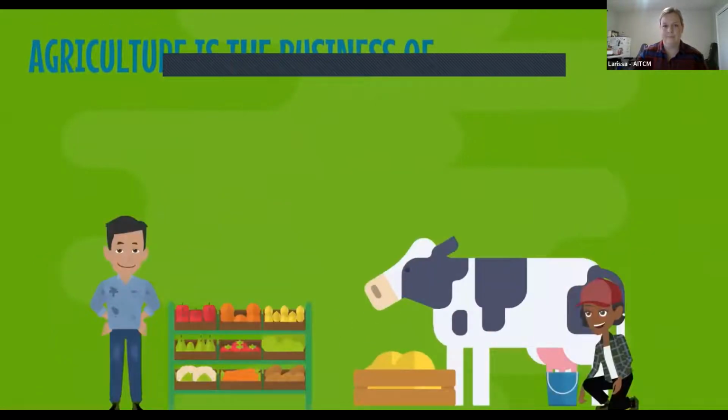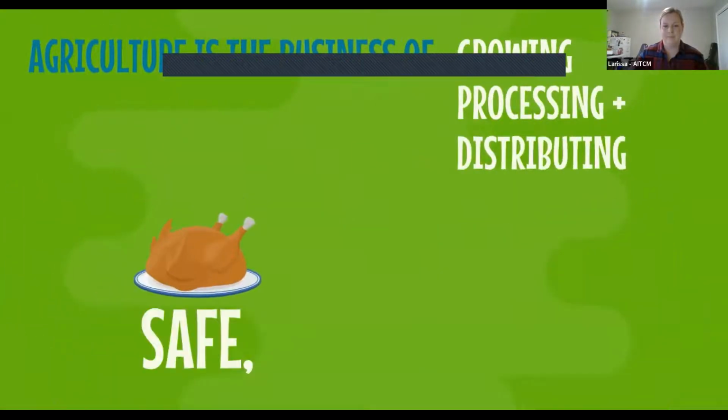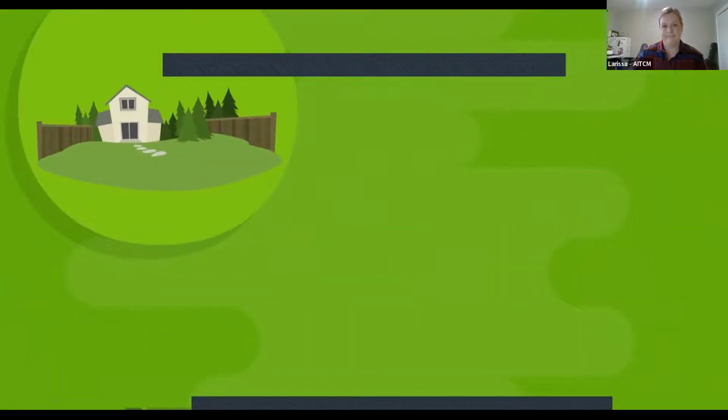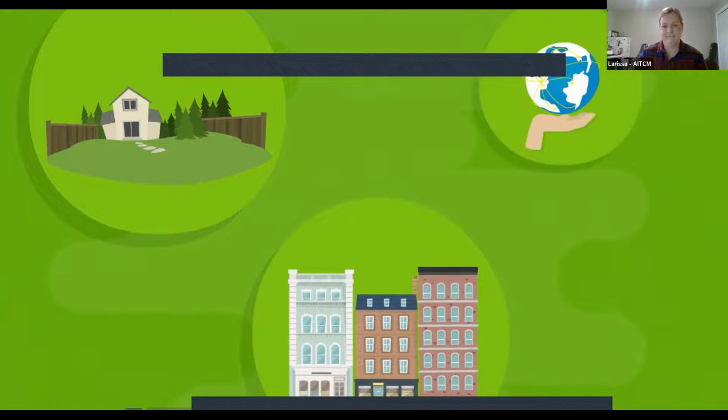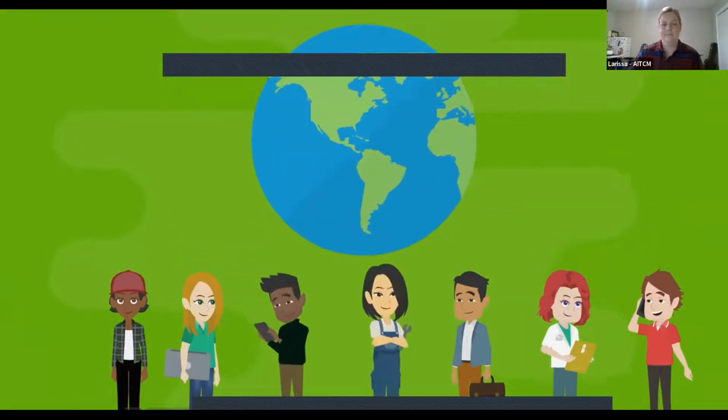Agriculture is the business of growing, processing, and distributing safe, healthy food. Agriculture exists in rural areas, in cities, and in every country in the world because the one thing we all have in common is we all eat food. Have fun exploring the world of agriculture.